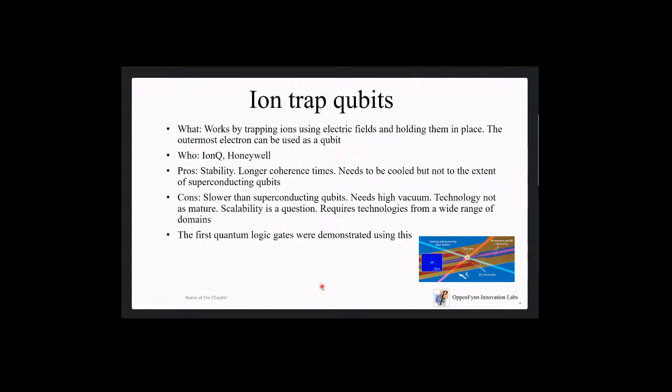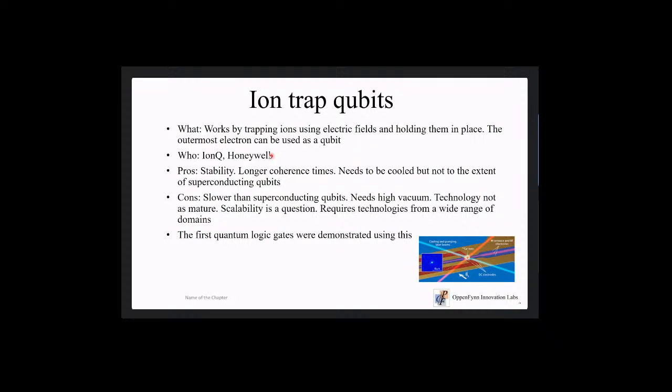Probably the technology that is second in the race currently is ion trap qubits. The way ion trap qubits work, as the name suggests, is you have an ion, that's a charged atom. If you use an electric field, you can control the movement of the ion. So you have electric fields that hold the ion in place, and then the electron that is present in the outermost orbit of the ion is used. An electron can be a two-level quantum system. You can give energy to an electron and move it to another level. So the outermost electron in the ion is used as a qubit.